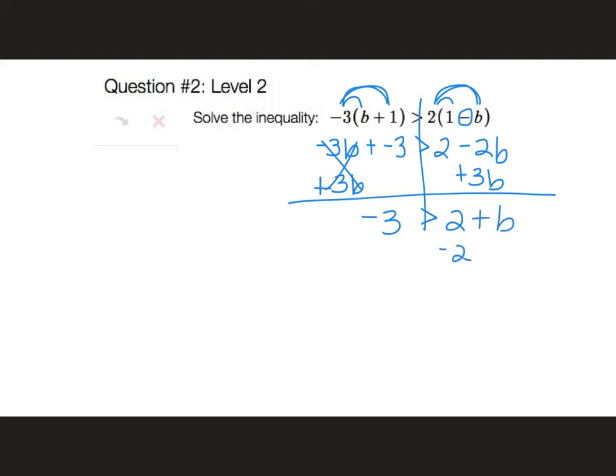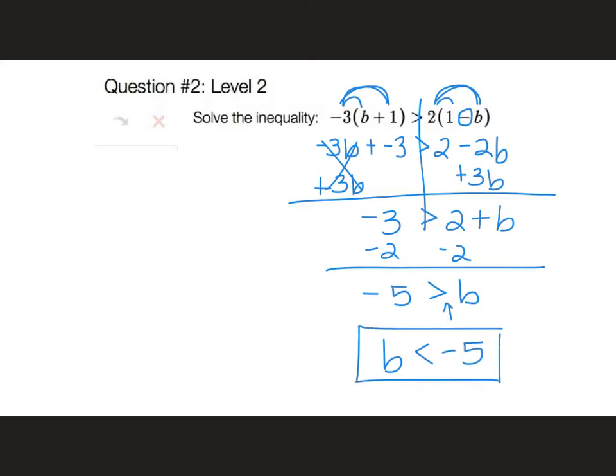Now we'll subtract 2 from both sides, leaving us with negative 5 is bigger than b. Now we've usually written the letter on the left, so if we wanted to switch that, make sure the sign, the smaller side here, is facing my b, if I'm going to write that in the other way. So b is smaller than negative 5.